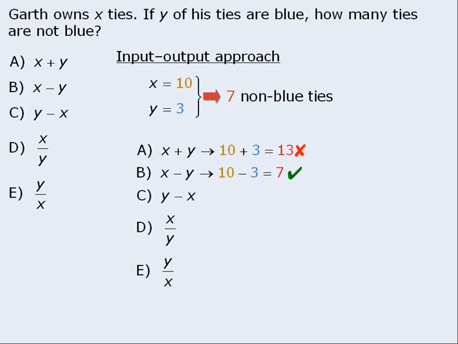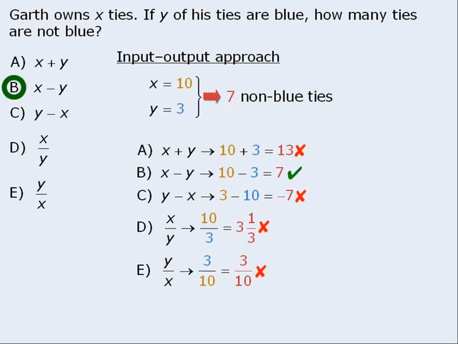Now at this point, we still need to check the remaining answer choices in case another expression yields the required output of 7. We will discuss this in an upcoming lesson. So let's keep going. When we plug X equals 10 and Y equals 3 into answer choice C, the output is negative 7, which is not the same as the required output of 7. Finally, when we plug our values into answer choices D and E, neither of the outputs is equal to 7. As such, the correct answer is B.